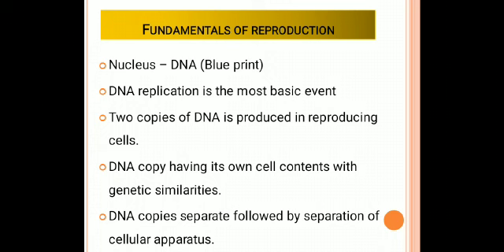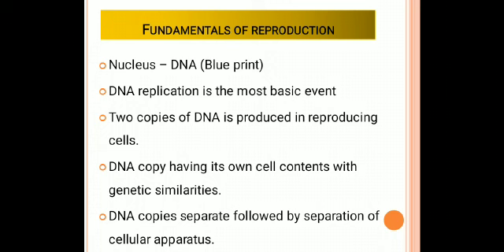So how does the DNA get developed? With the help of DNA replication. DNA replication is the most basic event in reproduction. In this process, a biochemical reaction takes place inside the cell. Then two copies of the DNA are produced in the reproducing cell.